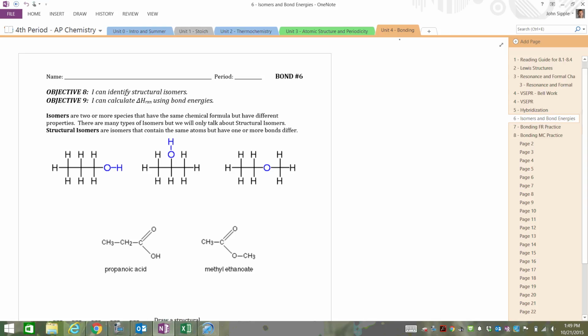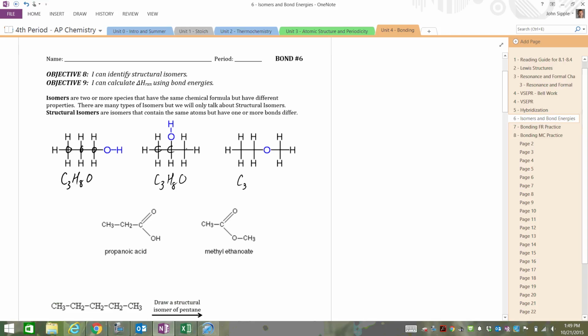So if you notice, the formula for this first one here on the right is C3H8O. Okay? Then we have C3H8O right here. Wherever there is a cross, and wherever two lines intersect, it's just understood that there's a C there. Okay, that C's there.